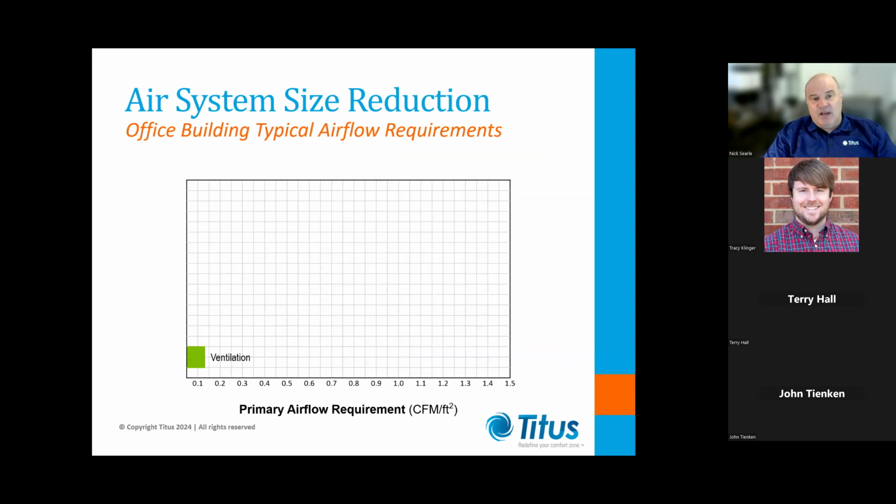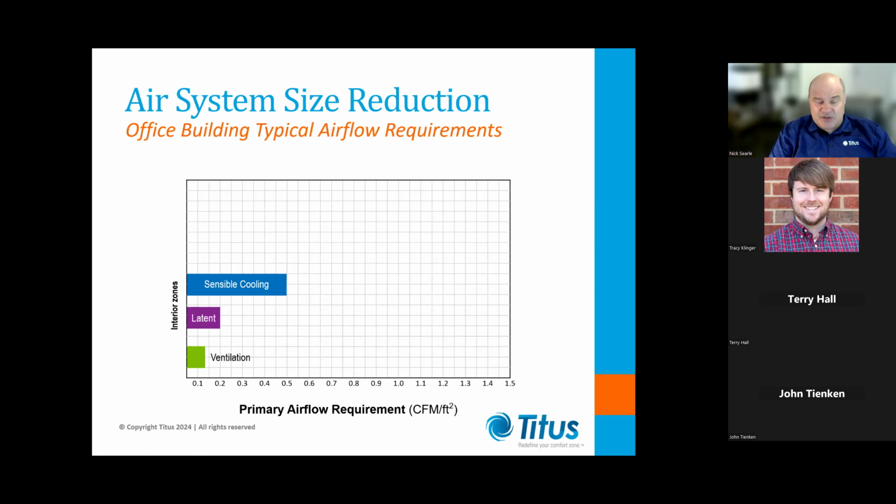Because it's useful to know when you look at air system size reduction compared to all air systems such as VAV. So if we were to take, for an example, an office building, the typical airflow requirements, we're going to need for the building approximately 0.15 CFM per square foot to ventilate the building. While on the interior zones, to cover the sensible and the latent cooling, we're going to need about 0.2 CFM per square foot for latent cooling. And for sensible cooling, up to about 0.5 CFM a square foot.